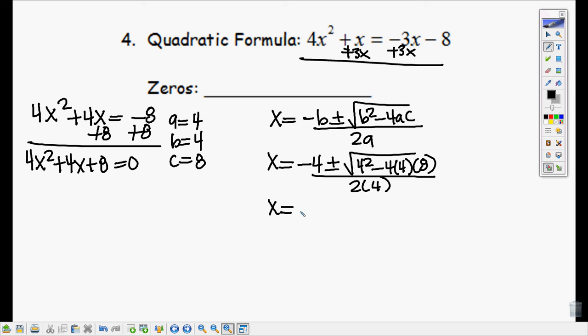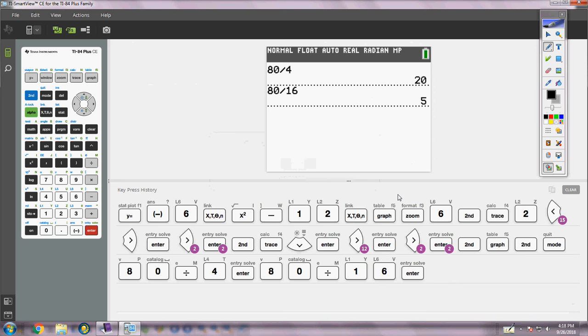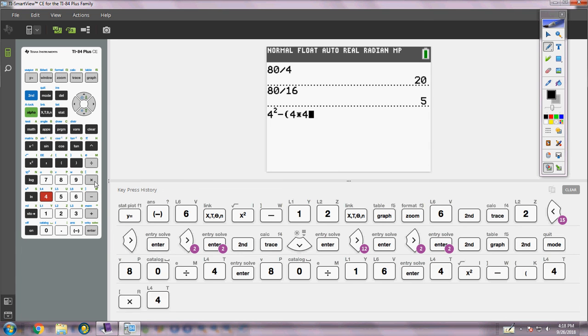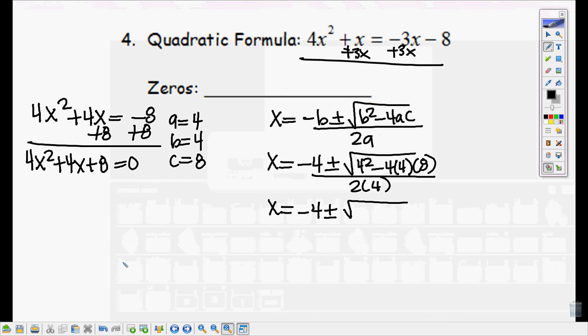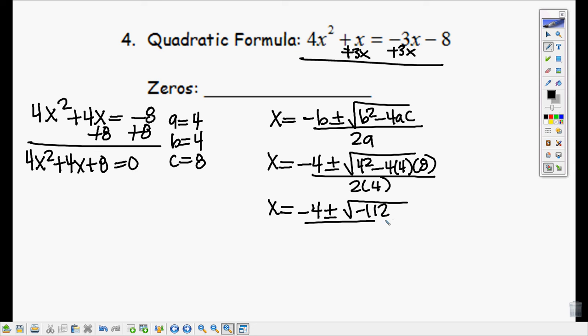So I have x is equal to negative 4 plus or minus the square root. So I'm going to type that in my calculator. I'm going to show you how I do it. So I'm going to do 4 squared minus 4 times a times c, and that gives me negative 112. So I have negative 112 over 8. So I know the first thing I have to do is get that i out, get that negative out. So I have negative 4 plus or minus i square root of 112 over 8.